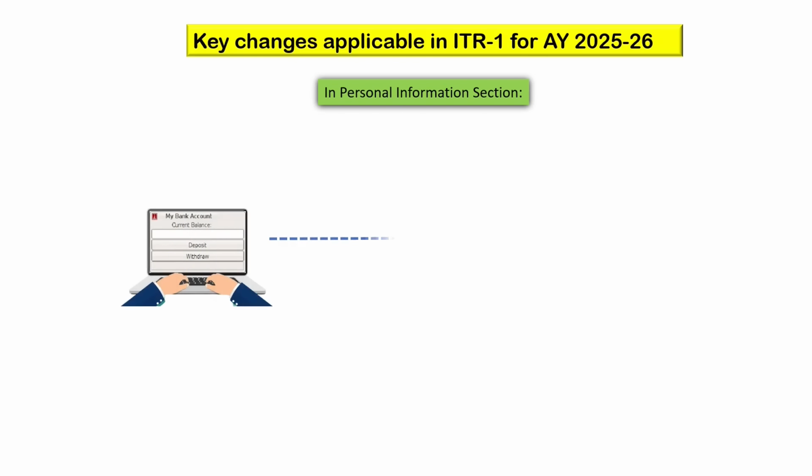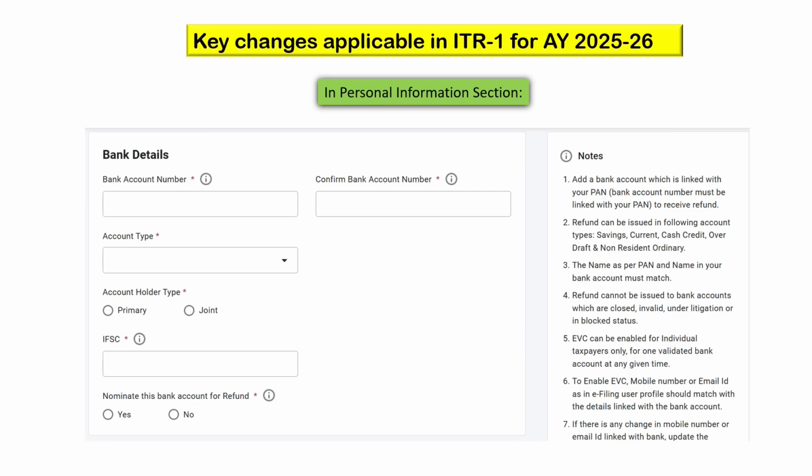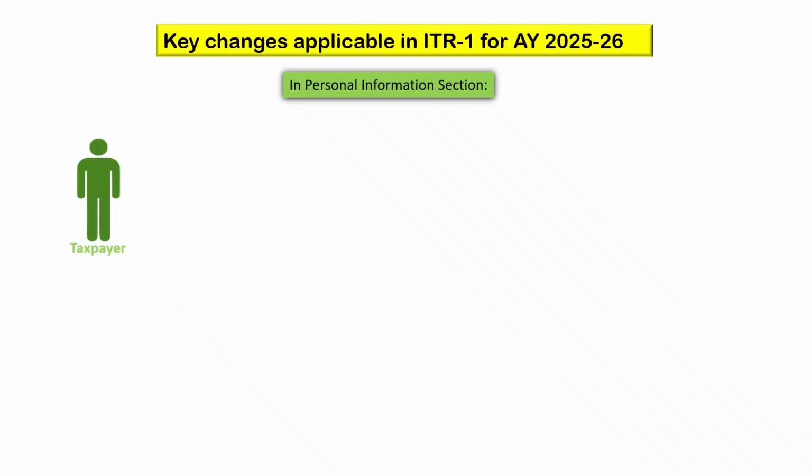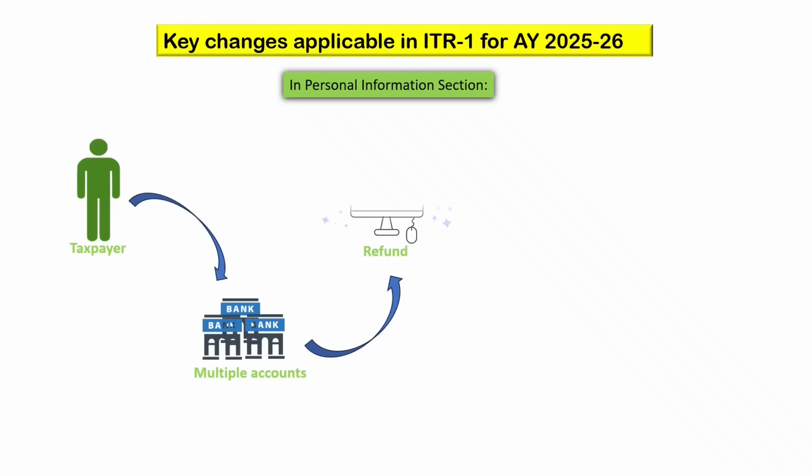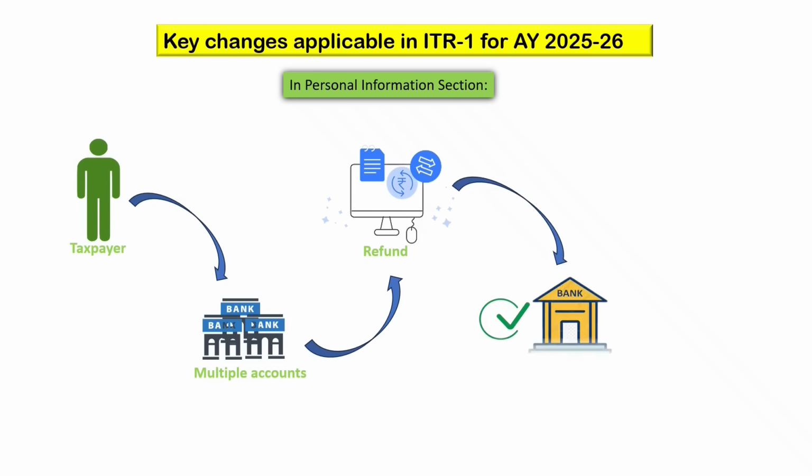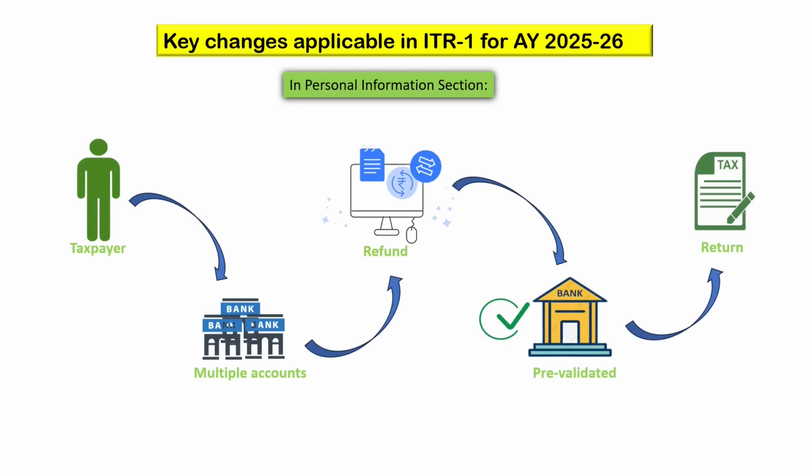Before moving to the steps of filing ITR1 in online mode, let us first check the key changes applicable in the form for assessment year 25-26. In the personal information section, while providing bank account details, type of bank account is required to be selected from the available drop-down options. In case the taxpayer is having multiple bank accounts, refund will be credited to one of the pre-validated bank accounts available after processing of the return.